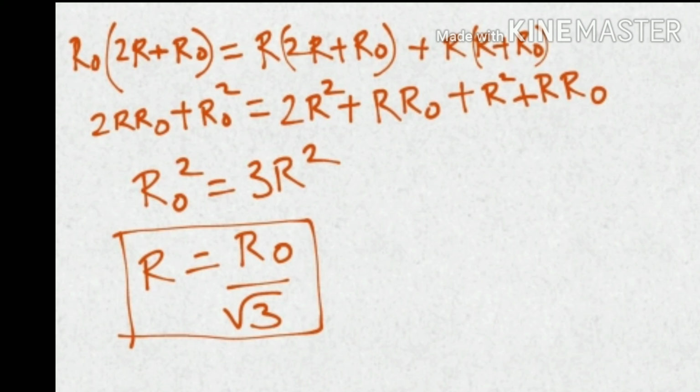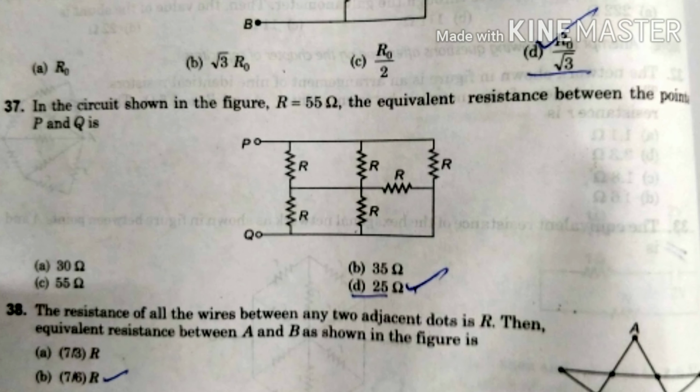Next problem, problem number 37. In the circuit shown in the figure, each resistance R equals 55 ohm. Find the equivalent resistance between the points P and Q. Options: 30 ohm, 35 ohm, 55 ohm, 25 ohm. Let us see the solution.